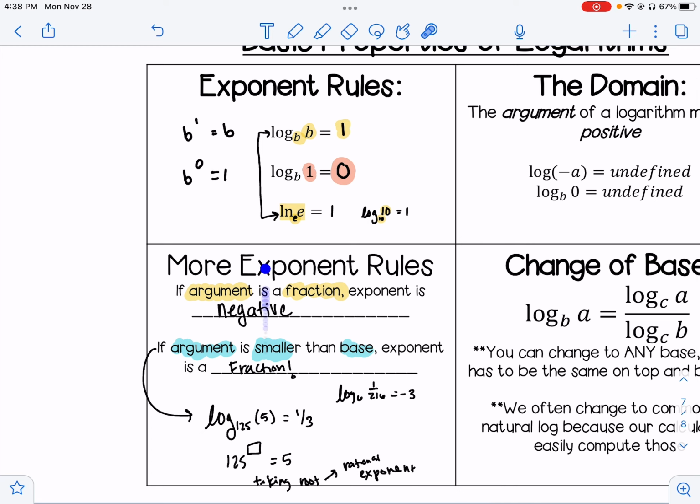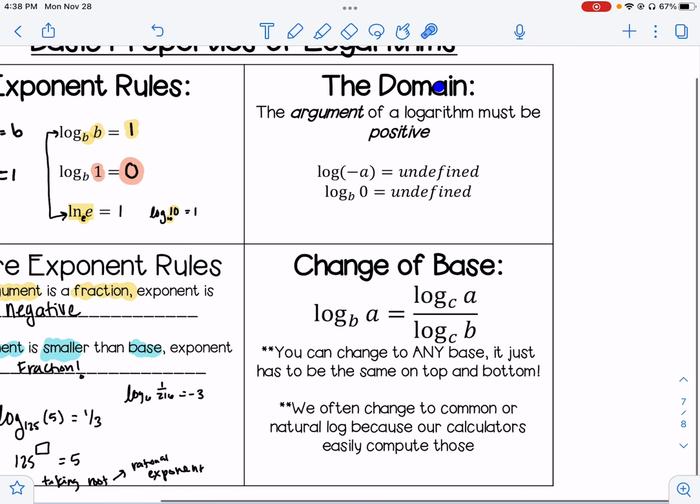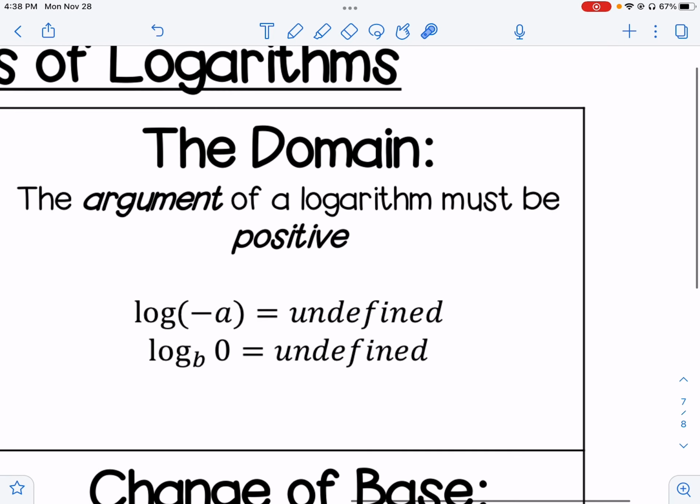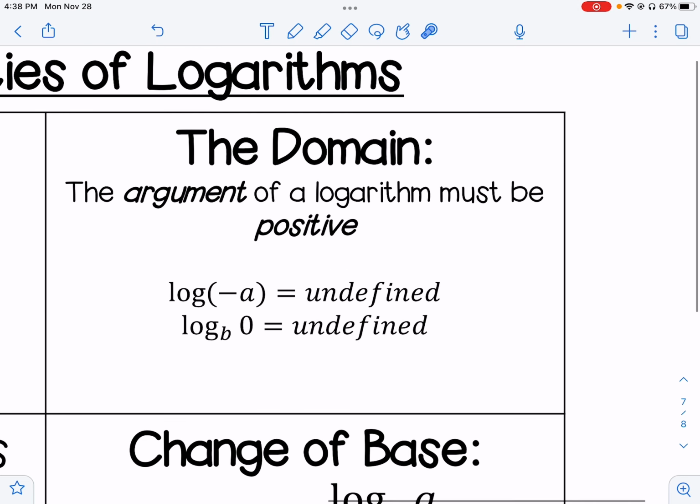So these tips and tricks right here are all based around some things that we already know about exponents, just looking at them in a different way. On this side, we have some things that are specific to logarithms. So logarithms you can look at through the scope of a function, so actually graphing them or solving them.